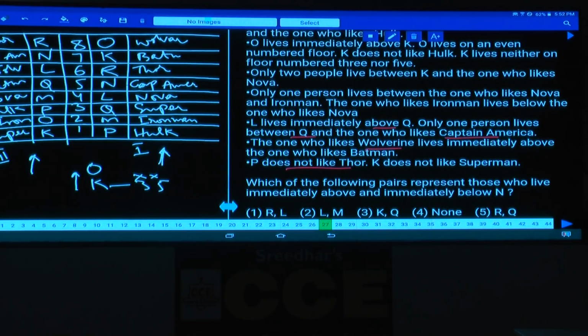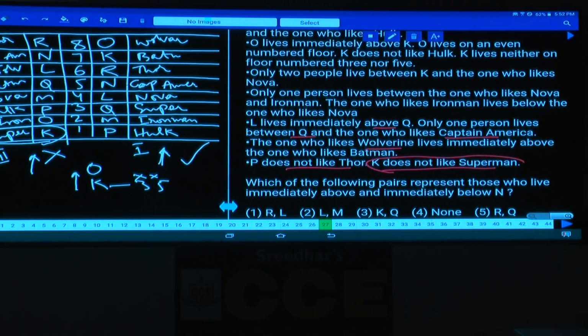And what is the last statement? K does not like Superman. But in the second case, K likes Superman, and this case is completely ruled out. Now we are left with only one case with the help of the last statement. The second case is invalid. Till that one, both the cases are valid, hence we cannot start directly with a single arrangement. And this is the final order, 27 to 32.